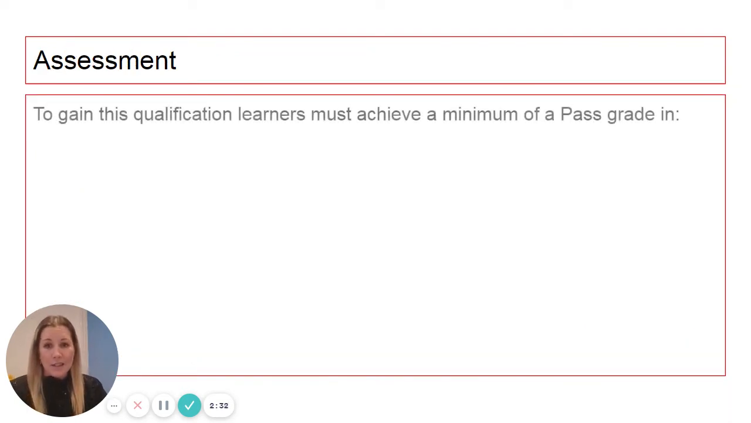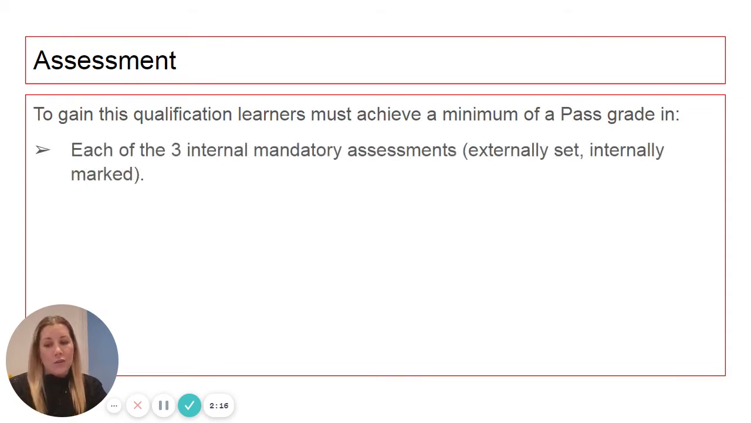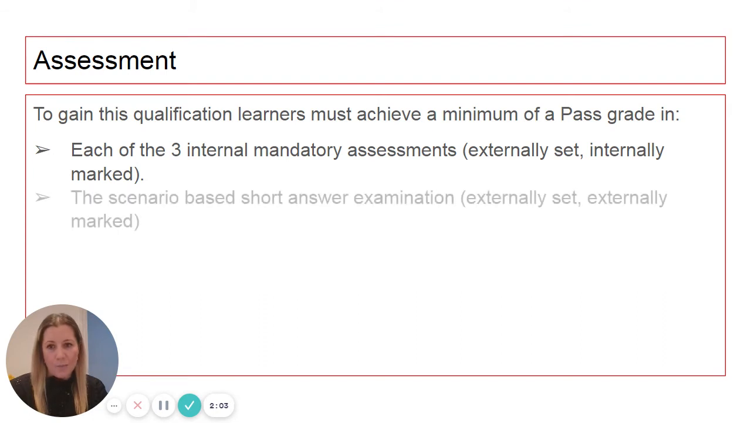In terms of the assessment, you do have to achieve a minimum of a pass grade in all of your units. Now, a pass grade is the equivalent to a grade 4. So as I said to you, it is a GCSE equivalent. It's just graded slightly differently in terms of the wording because it's vocational. Each of the 3 internal assessments are mandatory, so you have to have a piece of controlled assessment for each unit that we've covered. They are externally set by the exam board, but will be internally marked by your teacher.